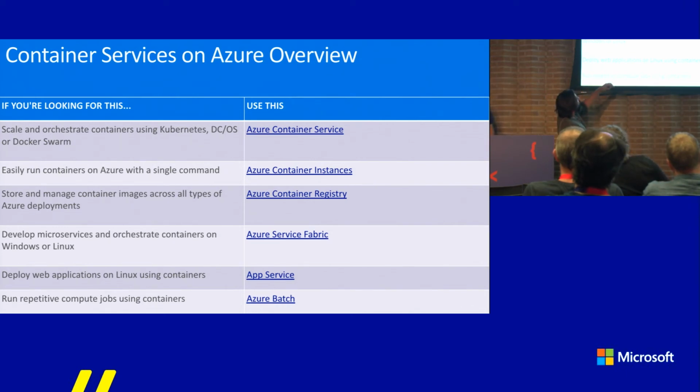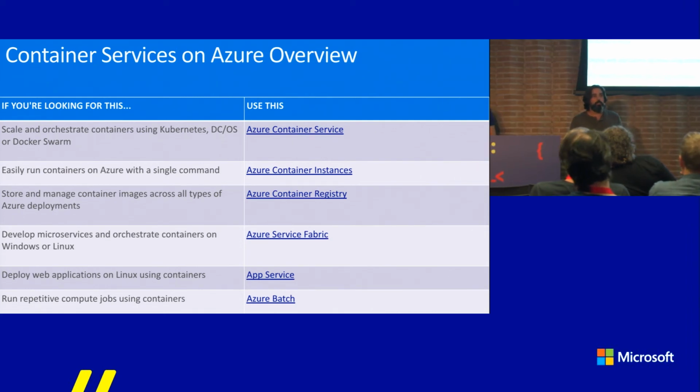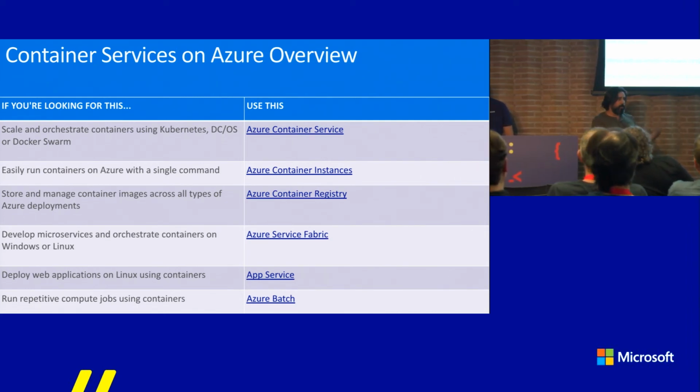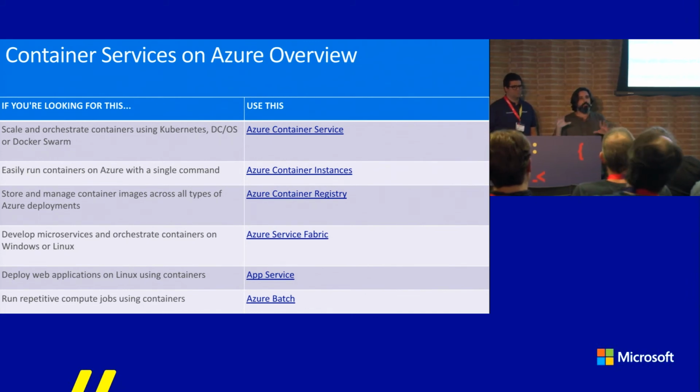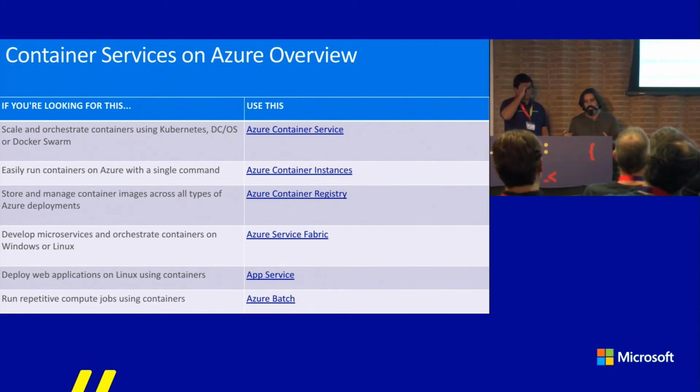You have the container registry, of course. You have Service Fabric, a great orchestrator for Windows and Linux containers. And you have Azure Batch, which is another way to run containers. It also supports containers to run batch jobs at scale. So if you are confused, don't worry. We are also a bit. But there is a place for everyone in Azure to run containers.